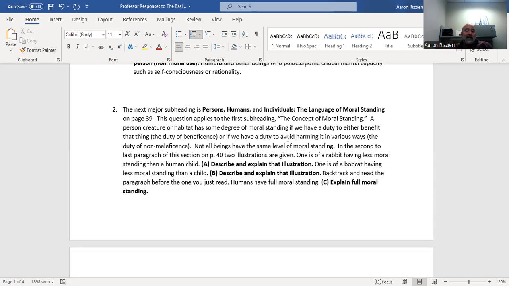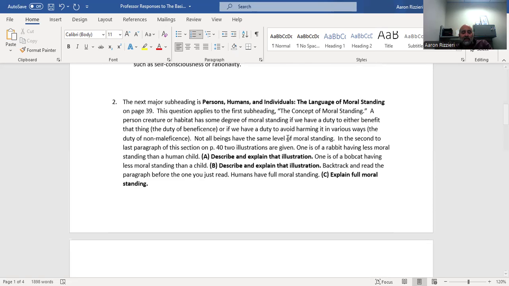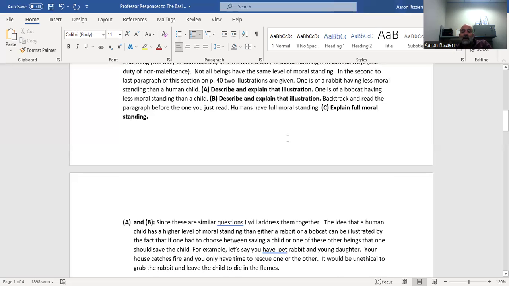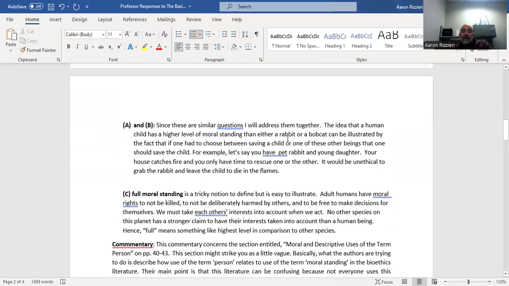In the second to last paragraph of this section on page 40, a couple of illustrations of this are given. One is of a rabbit having less moral standing than a human child, and another one's of a bobcat. And I basically ask you to describe those. So let's just address those together. They're pretty much the same idea. We want to make sense of the idea that a human child has a higher level of moral standing than either a rabbit or a bobcat.